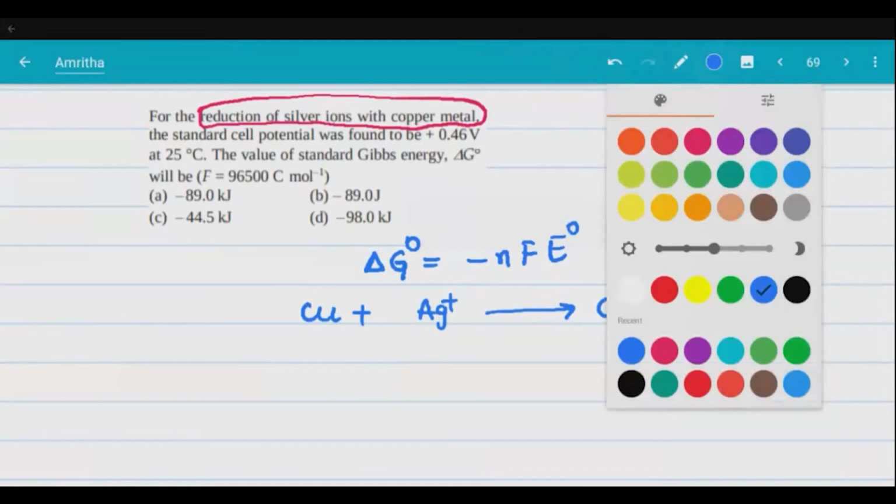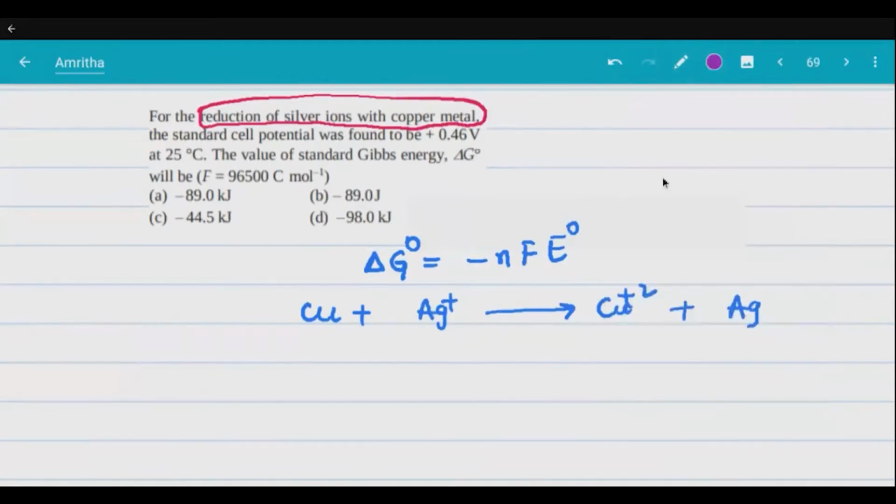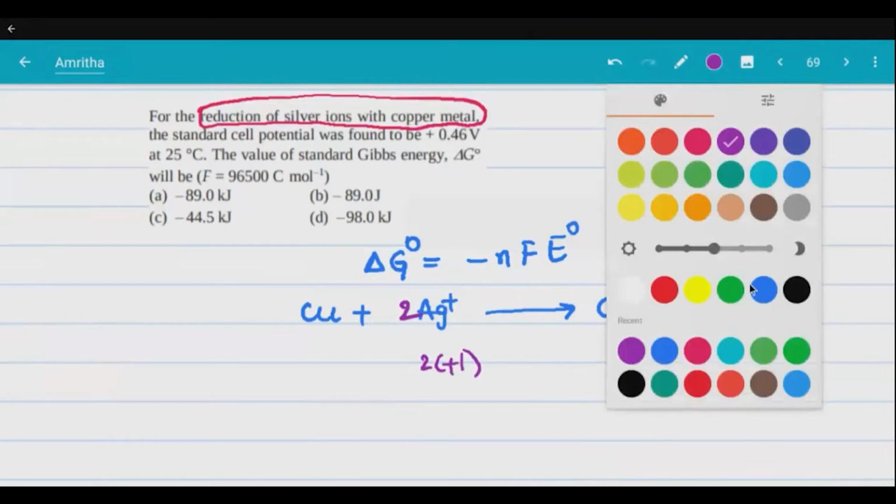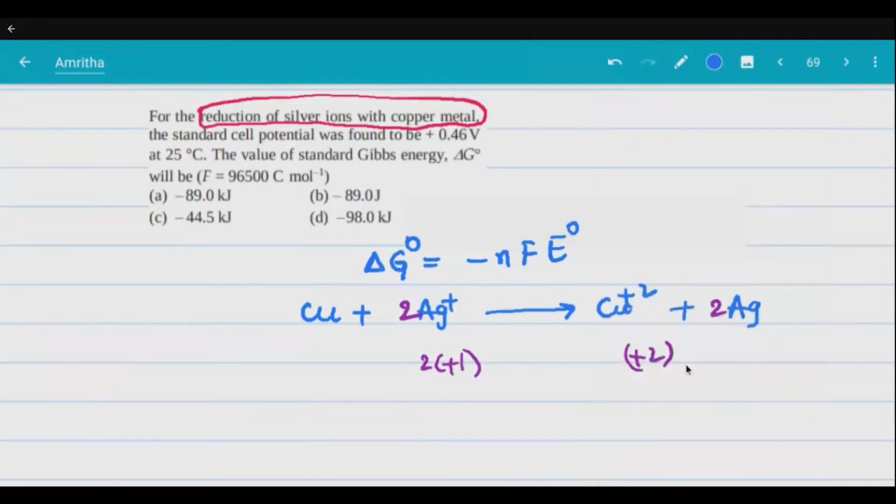Okay, fine. Next, how should we balance the charge? You multiply silver by 2, so charge is balanced. Sir, how is charge balanced? See, +2 charge here, and 2 into +1 there. And this +2. Charge is balanced, right? Now, how many electrons are there? It is equal to the charge, so n must be equal to 2.